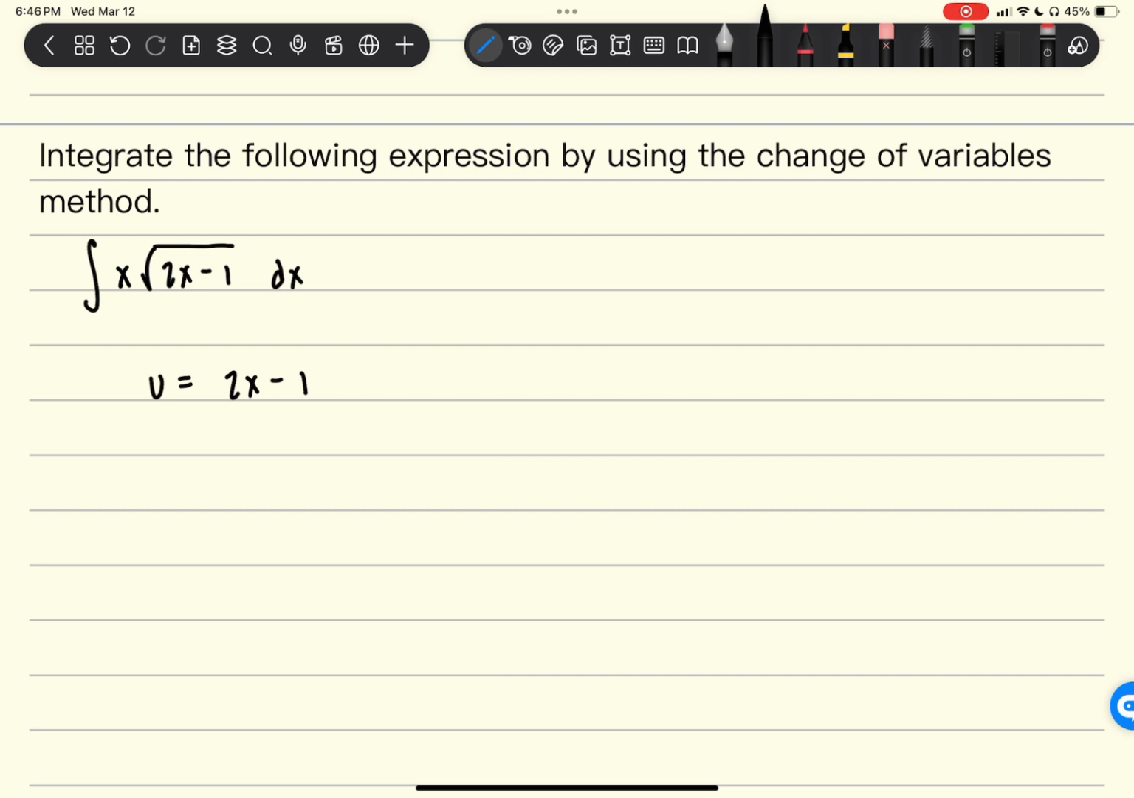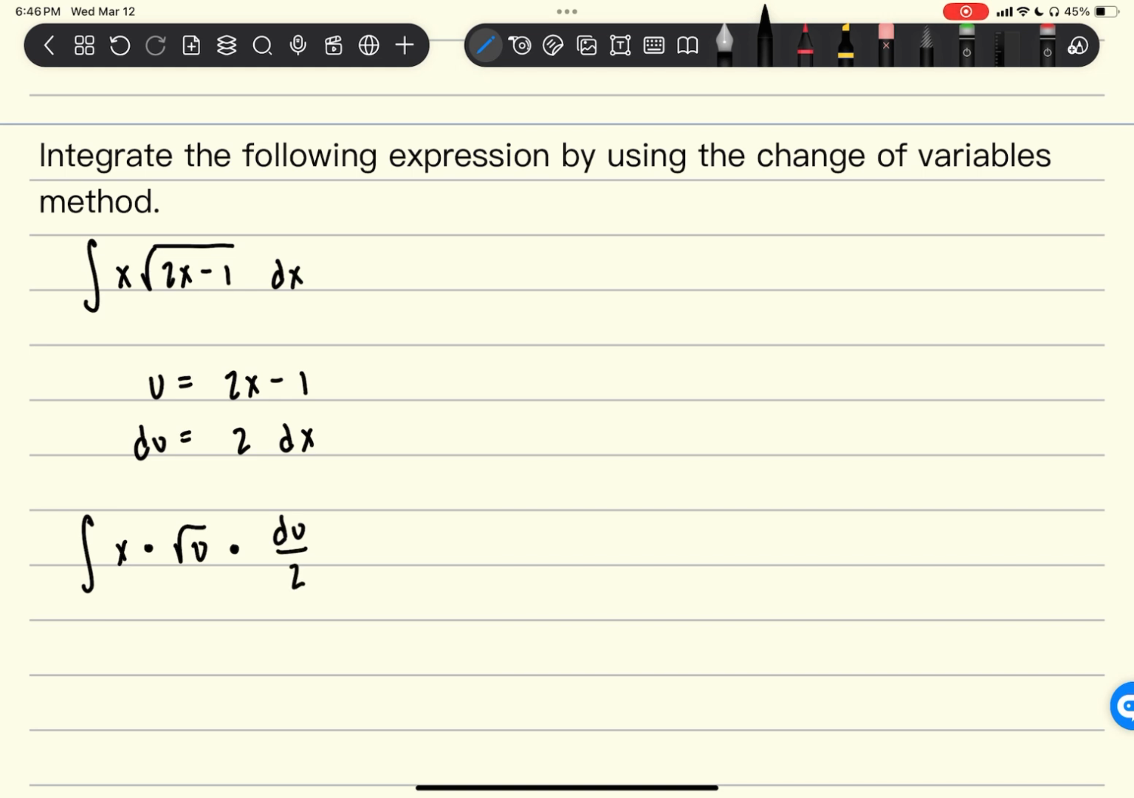Now, in addition to finding u, we also have to find du, the derivative of u. In this case, the derivative of 2x minus 1 is 2 dx. Now, once we have these two values, u and du, let's go ahead and update our integral. All right, so we're going to have the integral of x times the square root of u times dx, which is du divided by 2.